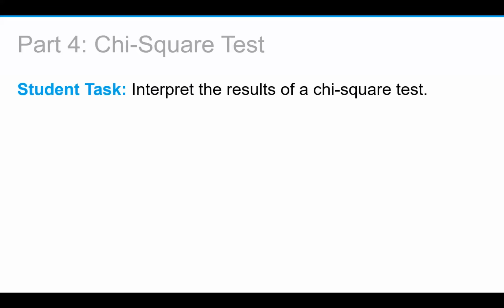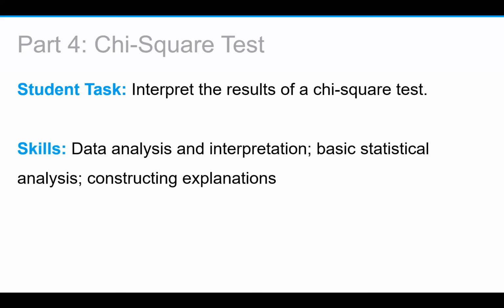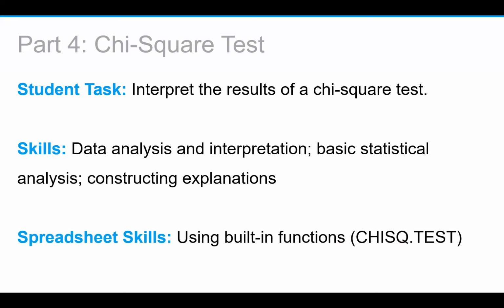So in part 4 of the activity, students are tasked with performing and interpreting the results of a chi-square test. The primary purpose behind this step is that it completes the statistical analysis and provides a basis for students to draw conclusions about the data set. Some skills that students will be building in this part of the activity include data analysis and interpretation, basic statistical analysis, and constructing explanations. For the spreadsheet version specifically, students again have the opportunity to practice using built-in functions, specifically the function for chi-square tests.